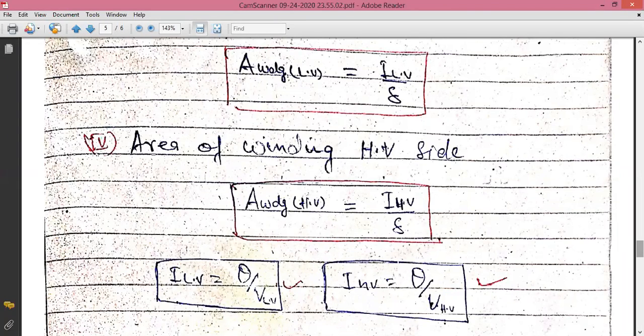So here I अगर आपको निकालना है तो I की वैल्यू क्या होगी? 5 into 10 raised to power 3 upon VLV. VLV means 400. Clear बच्चे? And similarly, जब आपको IHV निकालना है तो IHV की वैल्यू क्या होगी? 5 into 10 raised to power 3 upon 11,000. Clear बेटा?